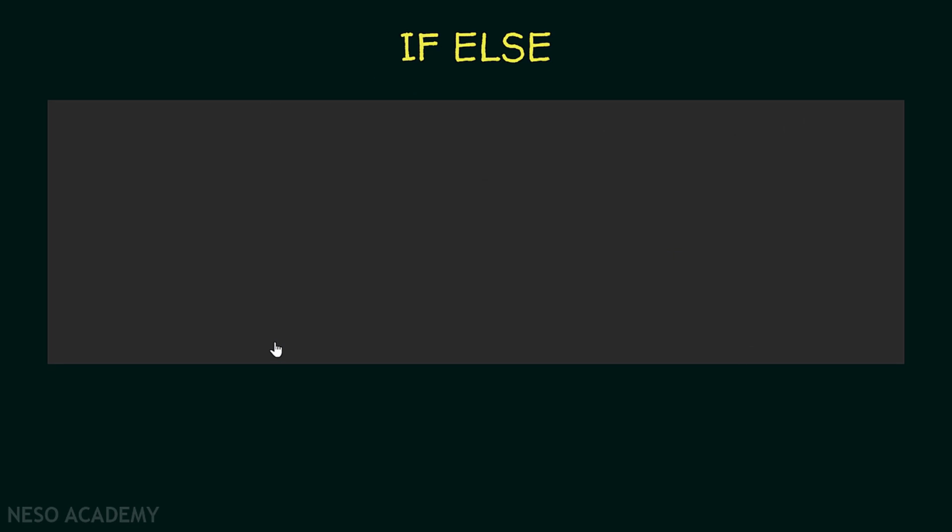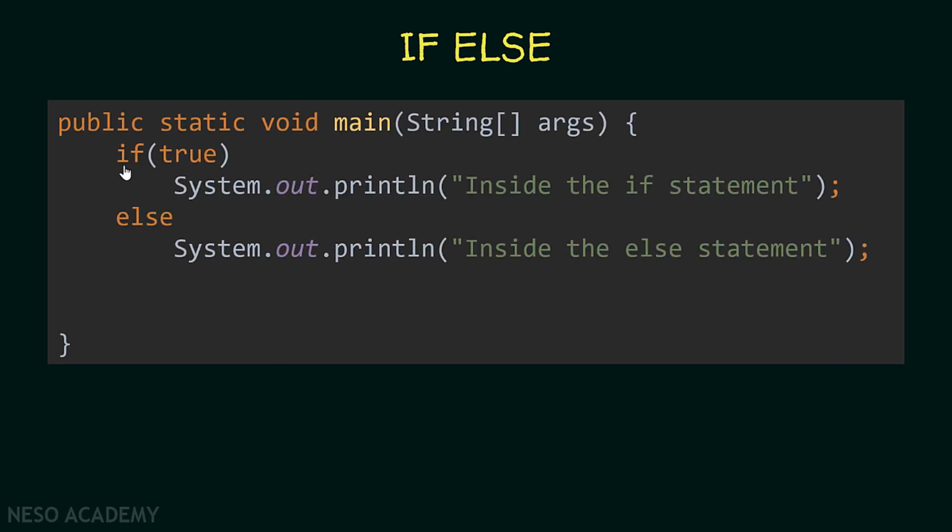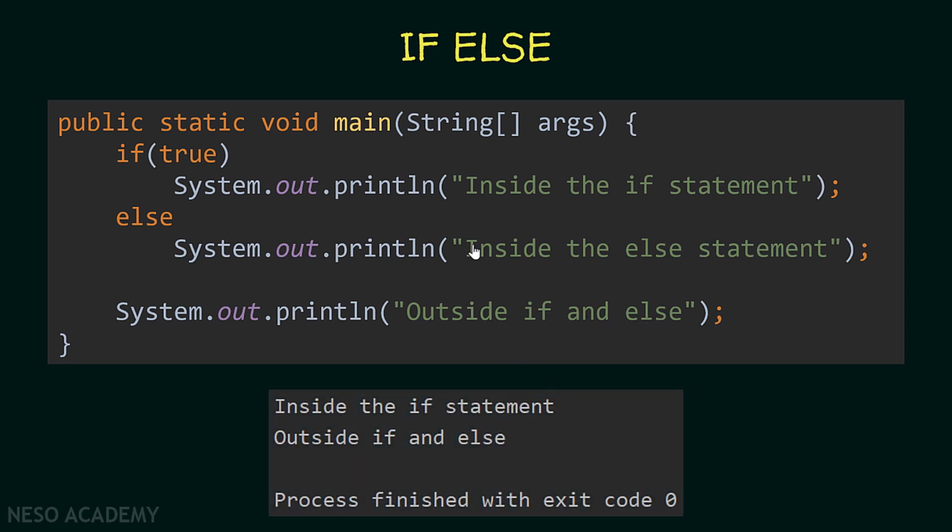Now let's see more examples. Have a look at this code over here. As you know, this statement is inside the if and this statement is inside the else, right? And this statement over here is outside the if statement and outside the else statement. So if we run this program, we will see this output because the condition is true. So the statement inside the if statement will be executed and also this statement over here will be executed. The statement inside the else will not be executed.